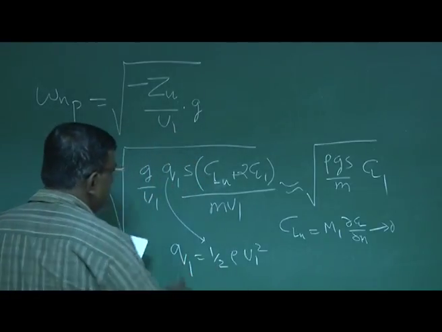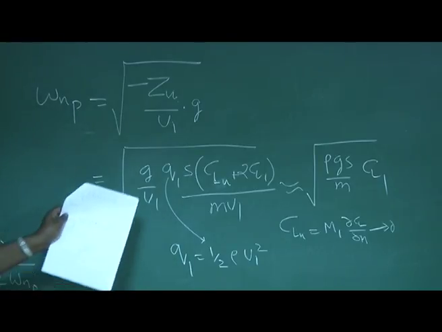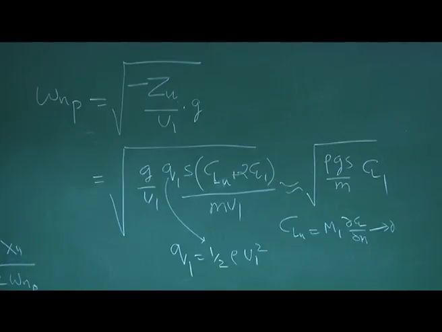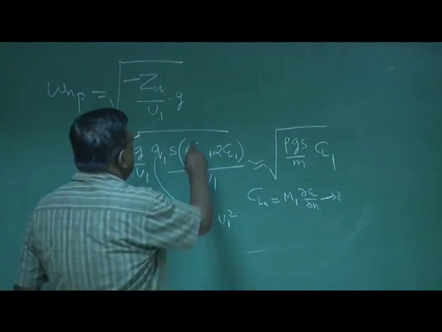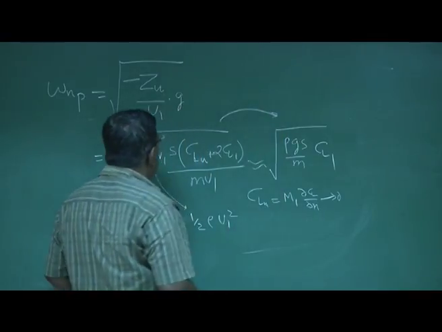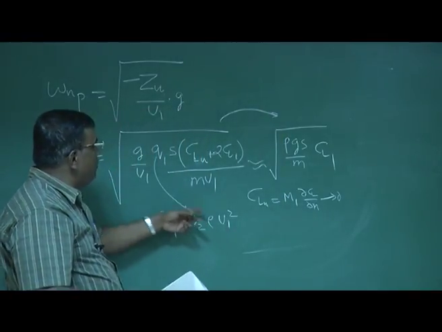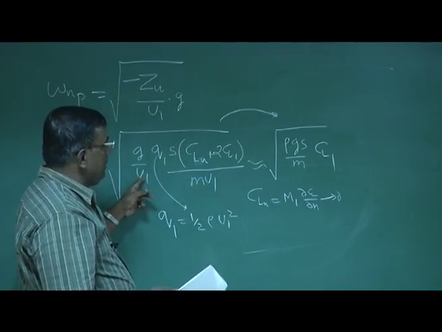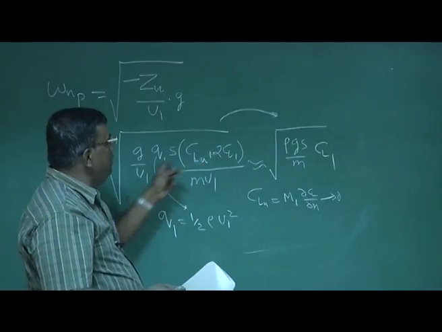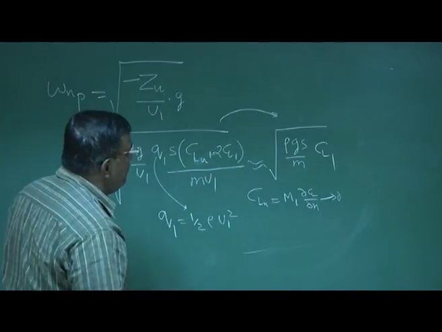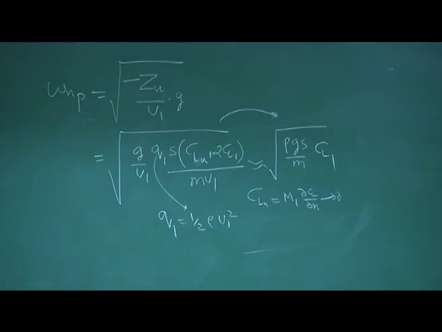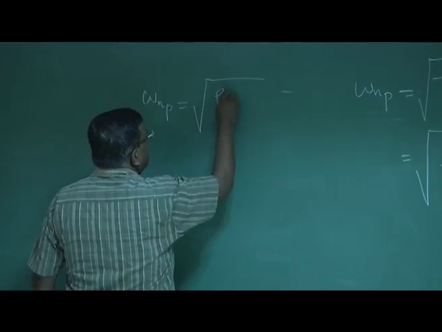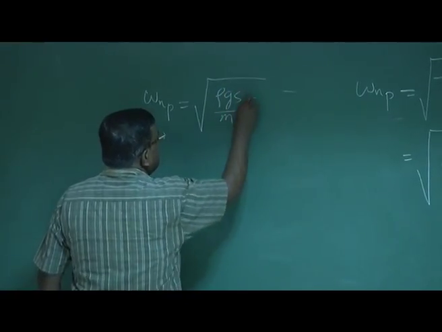So for Q1 you use this. The moment I use this, you should be smart enough to get this expression. Okay? This is the expression. How do I get from here to here? You are smart now. You know Q1 is half rho U1 squared. So put half rho U1 squared here. Then the U1 squared will get cancelled. Then the 2 in 2CL1 will get cancelled and you will get rho GS by M CL1 under root. So omega n Phugoid is under root rho GS by M CL1.